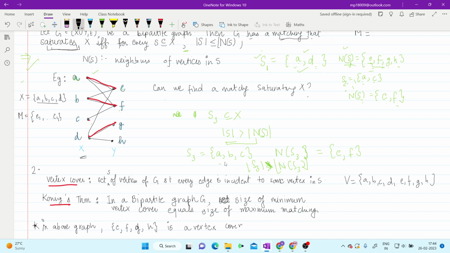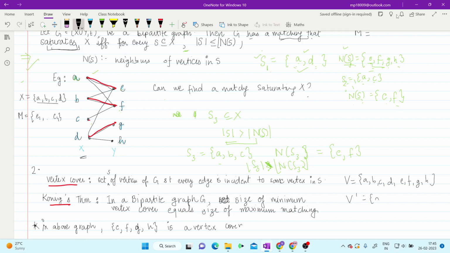But in this graph, can you give me a smaller vertex cover? So basically, you want to give me some set of vertices such that at least one endpoint of every edge should be present in that set. Okay, let's see this.